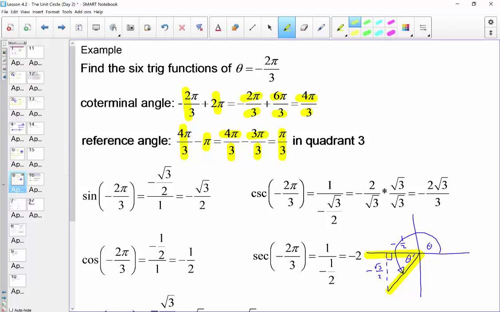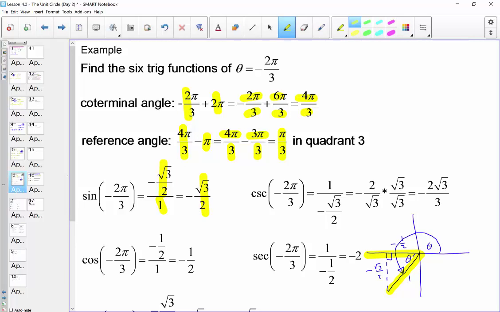So we're asked for the sine of negative 2 pi over 3. Again, using our reference angle of pi over 3, the sine is equal to opposite, which is the negative square root of 3 over 2, over our hypotenuse 1. I'll go ahead and label the hypotenuse on the triangle 1. And we get negative square root of 3 over 2.